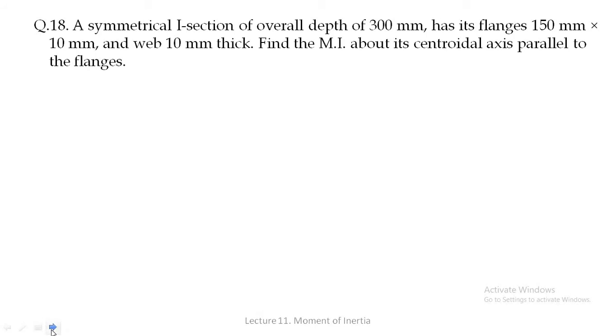So first of all let's see the question, the 18th question. What does this question state? A symmetric I section of an overall depth of 300 mm has its flanges 150 mm into 10 mm and web 10 mm thick. Find the moment of inertia about its centroidal axis parallel to the flanges.